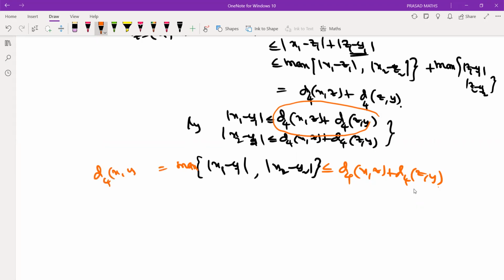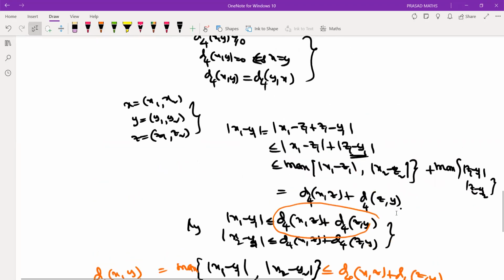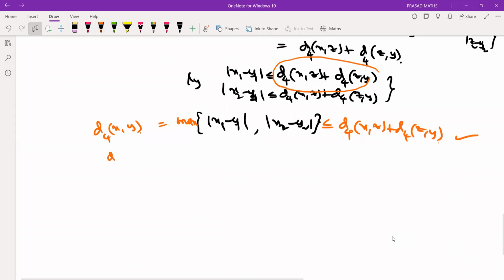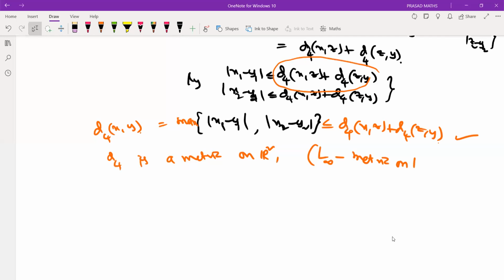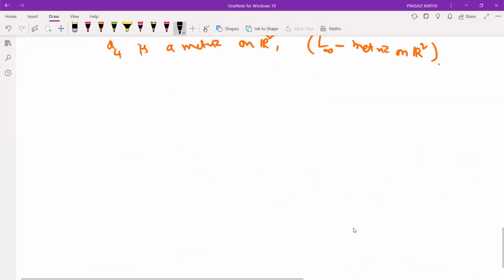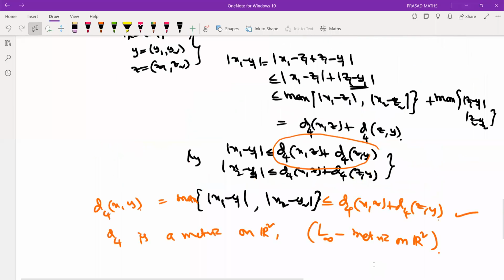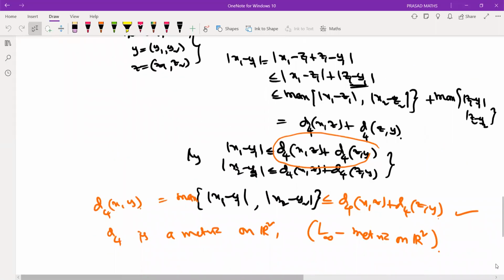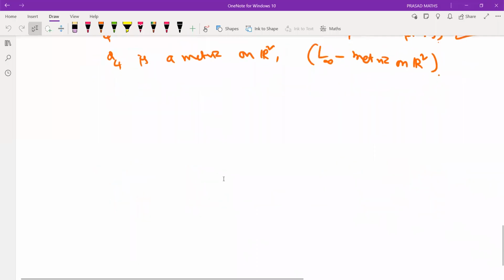D of x comma y. Therefore, it satisfies the triangle inequality, right? Hence, it is a metric. So this metric is known as the L infinity metric. This is called the L infinity metric. Okay. Similarly, you can check the fifth one. This is also a standard metric.